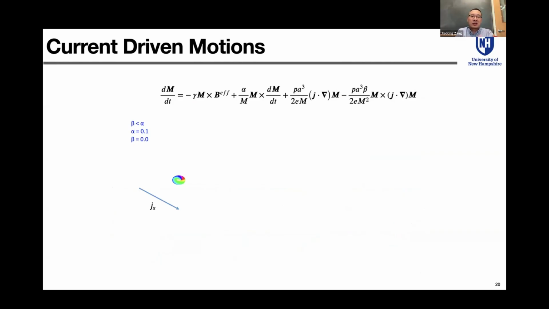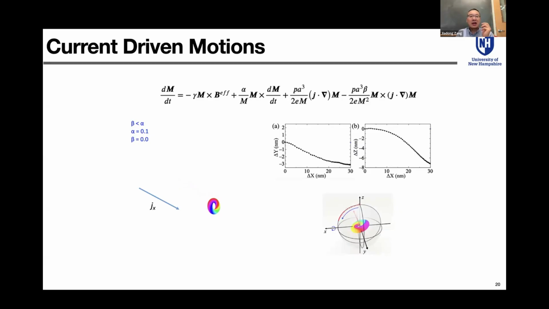In early work, we simulated this LLG equation with the spin transfer torque and with the non-adiabatic spin transfer torque as well. And then we send a current, and this Hopfion would move. Interestingly, if we apply a current along the x direction, the Hopfion acquires a velocity in both y and z direction. And the torus plane of the Hopfion is also rotating. So this is the case with beta, the parameter for the non-adiabatic spin transfer torque, larger than alpha, the Gilbert damping.